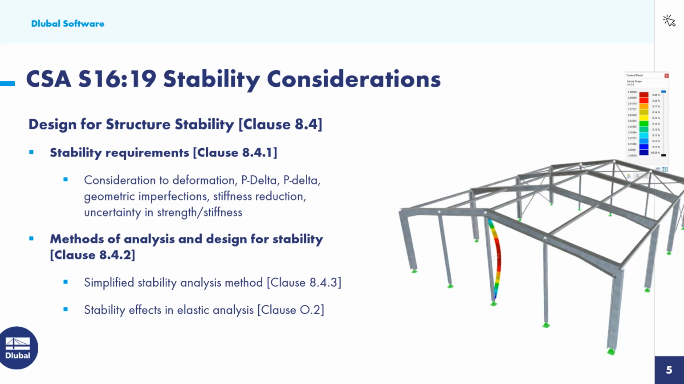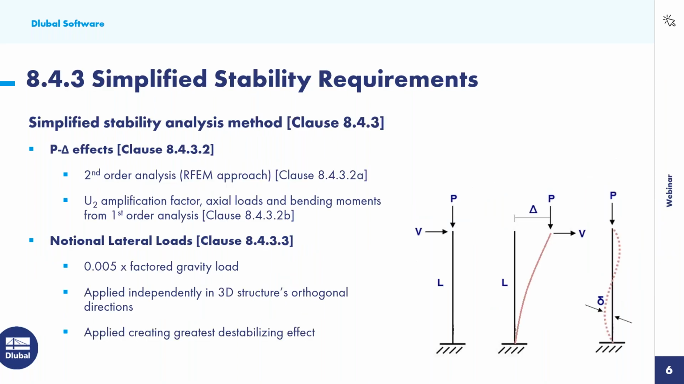Well, within the code, in particular clause 8.4.2, we are given two methods for the analysis and design for stability. The first is this simplified stability analysis method in 8.4.3. So for those of us that have been doing steel design for quite some time according to the CSA standard, this is probably nothing new. But within the 2019 standard, we know that there has been an alternative method added, which is stability effects and elastic analysis in Annex O, which is laid out in clause O.2. And this is what we're going to be focusing on today and how we can apply that directly to our structure. But before we do, let's discuss the simplified stability requirements.